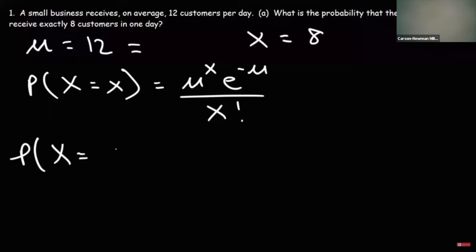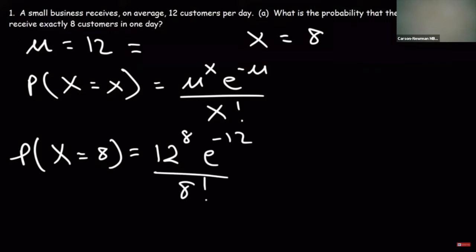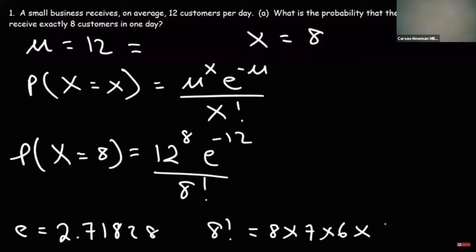So let's replace lowercase x with 8. So this is going to be 12 raised to the 8, e to the negative 12, divided by 8 factorial. Now, keep in mind, e is the inverse of the natural log function, and e is basically a number. It's 2.71828. 8 factorial, that's 8 times 7 times 6 times 5, all the way to 1.